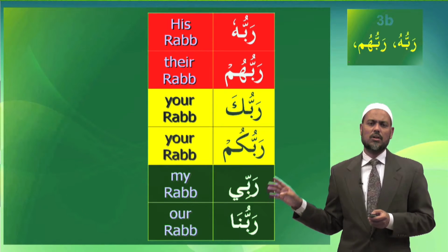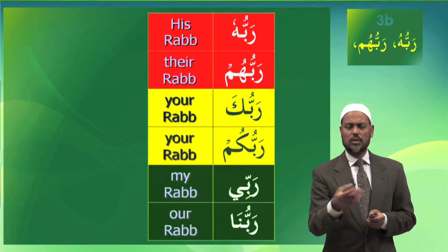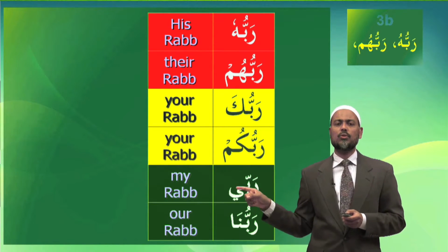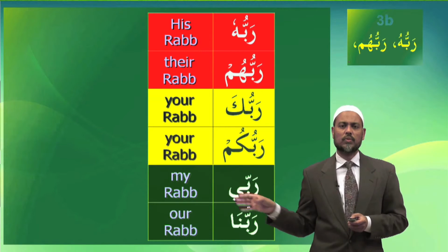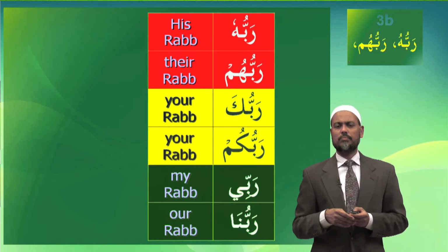Rabbuhu, his Rabb. Rabbuhum, their Rabb. Rabbuka, your Rabb. Rabbukum, your Rabb. Rabbi, my Rabb. Rabbuna, our Rabb. One more time. Rabbuhu, his Rabb. Rabbuhum, their Rabb. Rabbuka, your Rabb. Rabbukum, your Rabb. Rabbi, my Rabb. Rabbuna, our Rabb.